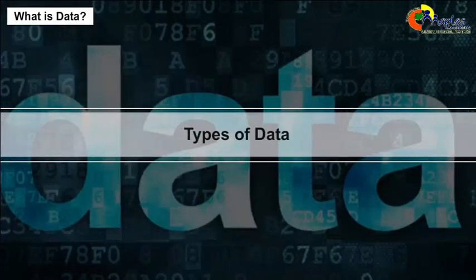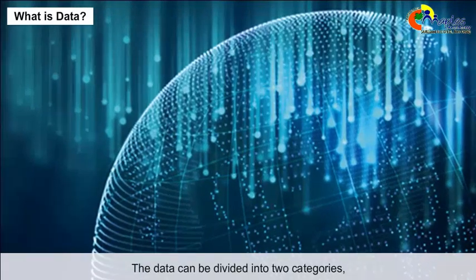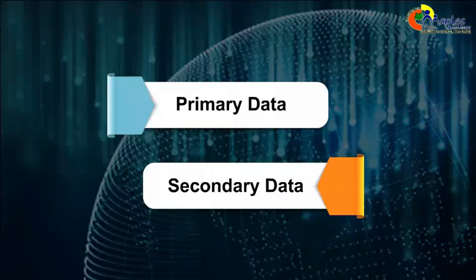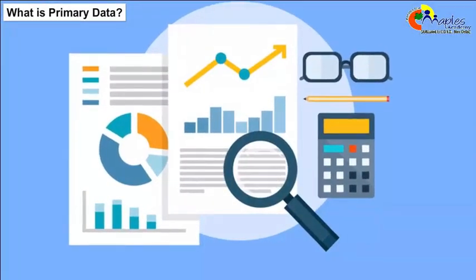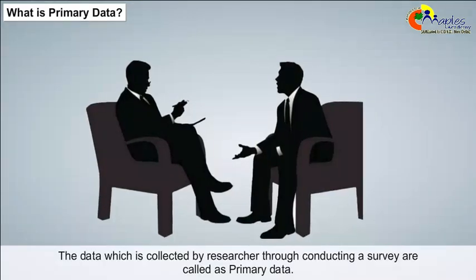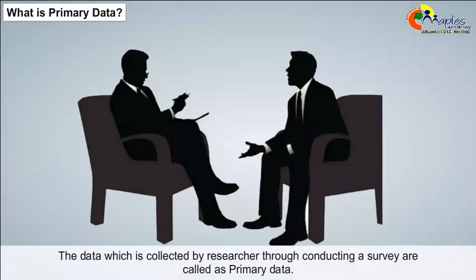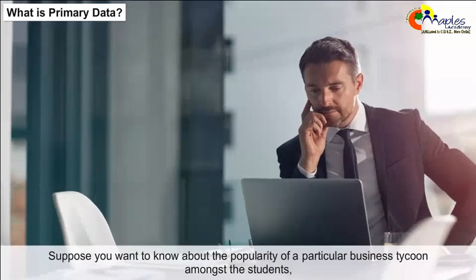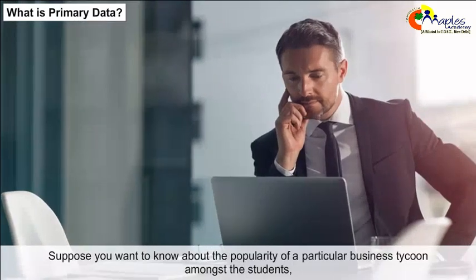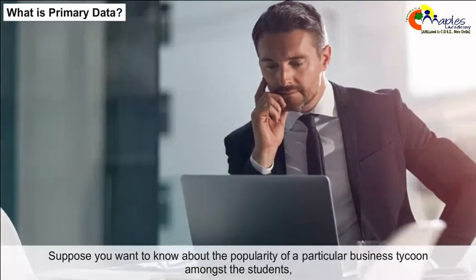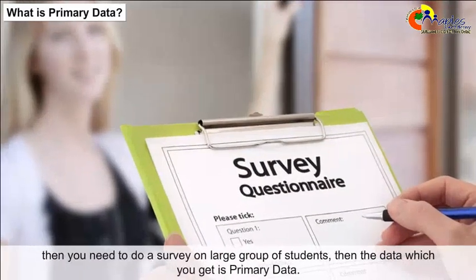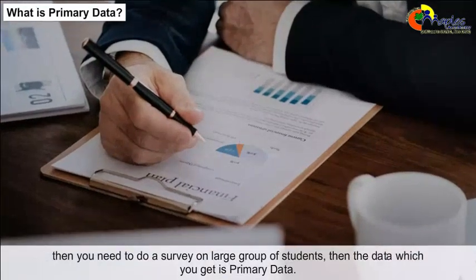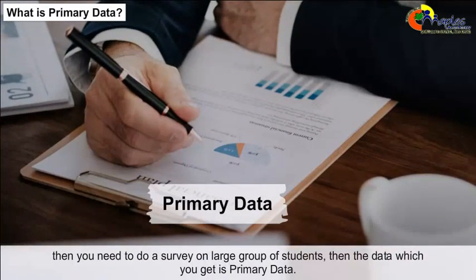Types of data. The data can be divided into two categories: primary data and secondary data. What is primary data? The data which is collected by a researcher through conducting a survey is called primary data. Suppose you want to know about the popularity of a particular business tycoon amongst the students. Then you need to do a survey on a large group of students. The data which you get is primary data.